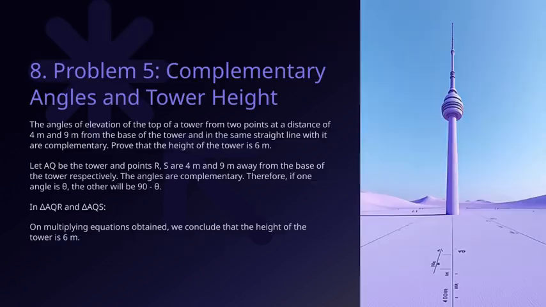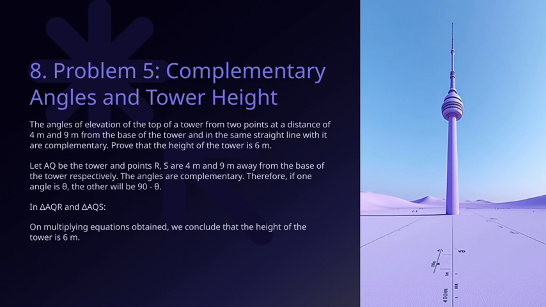Now, let's look at problem 5, which involves complementary angles and tower height. Imagine a tower, which we'll call AQ, and 2 points, R and S, positioned at 4 meters and 9 meters from the base of the tower, respectively. Both points are aligned straight with the tower, meaning they're on the same line. The key detail here is that the angles of elevation from these points to the top of the tower are complementary, meaning their sum is 90 degrees. So, if we let one angle be theta, then the other must be 90 minus theta. This relationship is crucial because it allows us to connect the two angles mathematically.